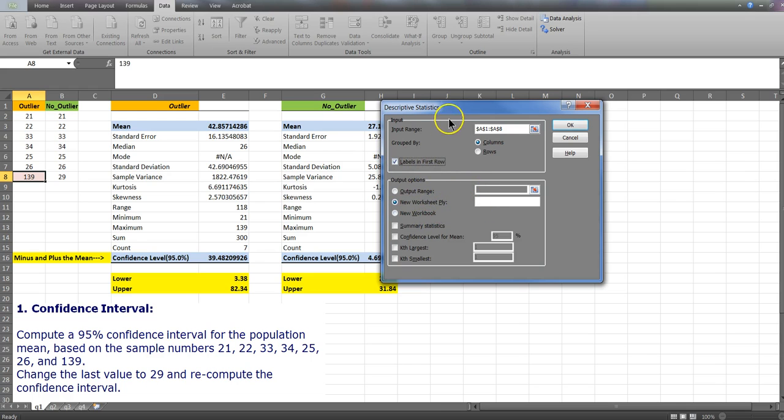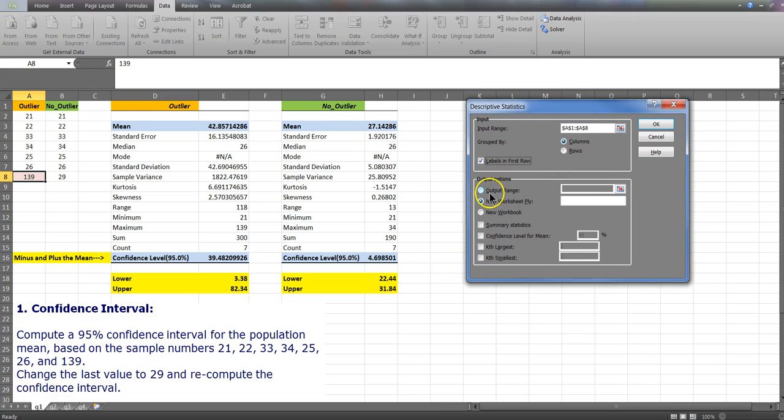You can either put it in a new worksheet. I put it in the worksheet that I'm working in, so I would click output range, and in this box I would just click over here. And then this is the most important part. You got to click the summary statistics because that's going to give us our mean, and then the confidence level for the mean. In this case we know that it's asking us for 95%, so we'll leave that in, and then you just click OK.